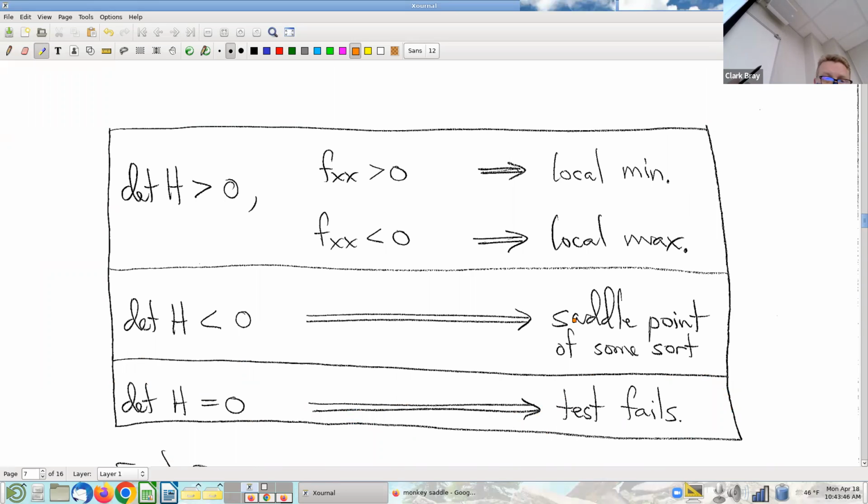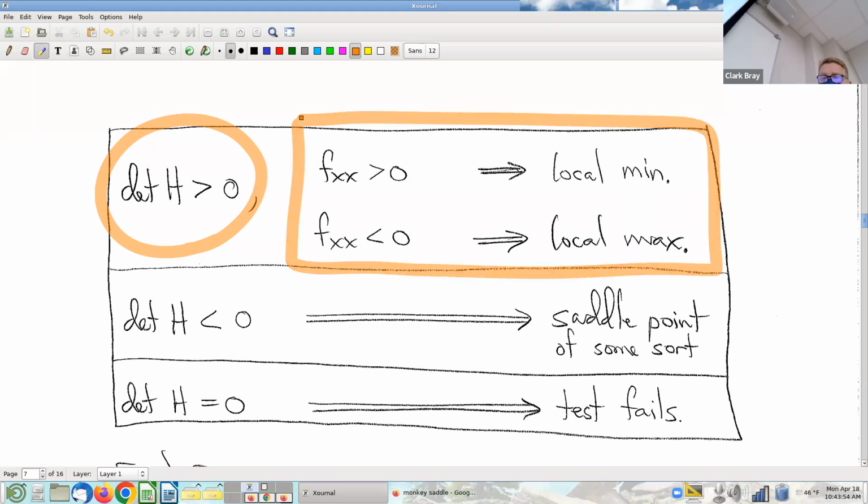The familiar version of this is when the determinant is positive. And roughly speaking, if the determinant's positive, then you can revert to what you might have naively guessed if you hadn't ever done any multivariable calculus before. You would think, well, let's take one of the second partials. I don't know, pick one. Let's take the x second partial.